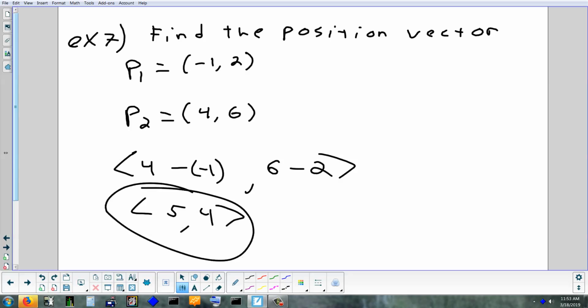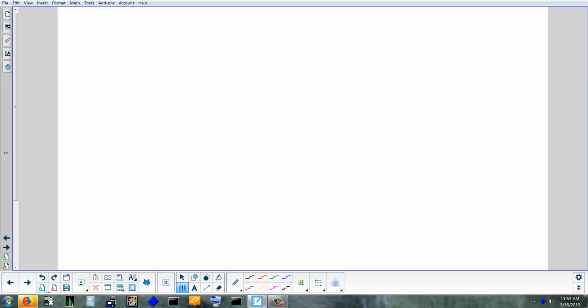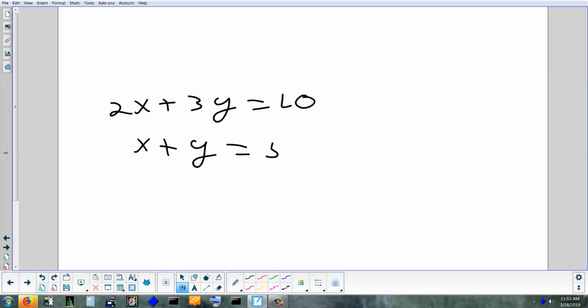Okay. Any questions on that? So the thing that gets a little tricky sometimes with vectors is word problems. Tomorrow we're going to look at a word problem. And one thing you have to remember is how to solve something like this. That's going to come up at some point. So remember, you can use substitution. That's probably the easiest way to solve. I'm not actually going to solve this one, but substitution is going to come up.